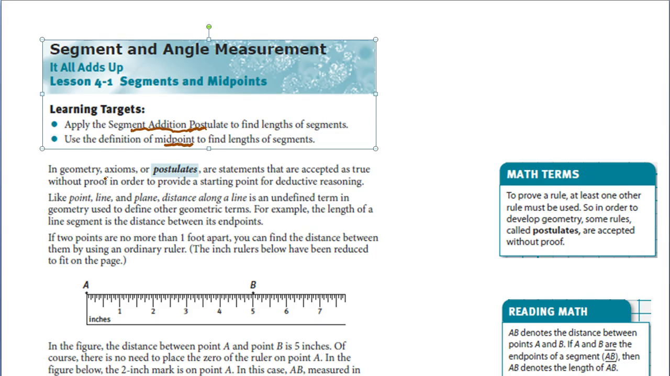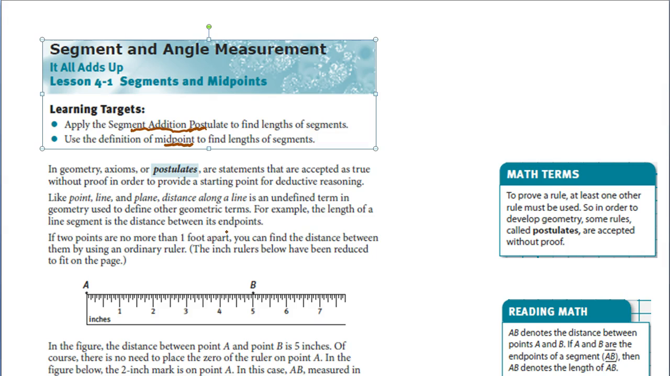In geometry, axioms, which are also called postulates, are statements that are accepted as true without proof in order to provide a starting point for deductive reasoning. Like the words point, line, and plane, this concept, distance along a line, is an undefined term. For example, the length of a line segment is the distance between its endpoints.